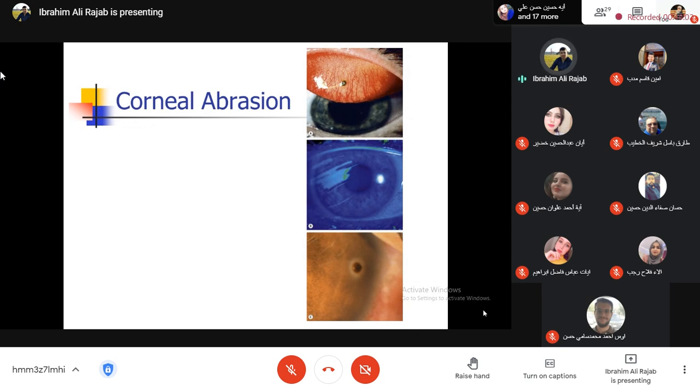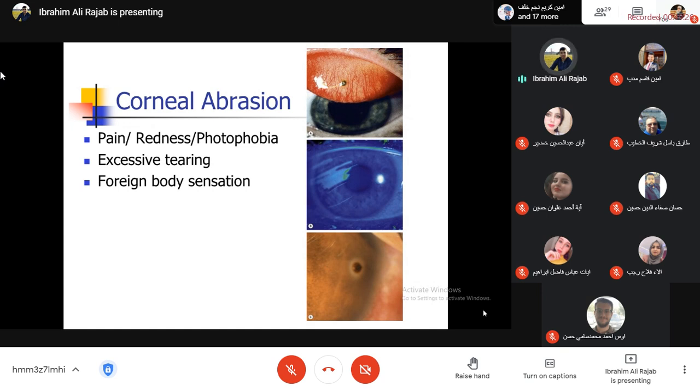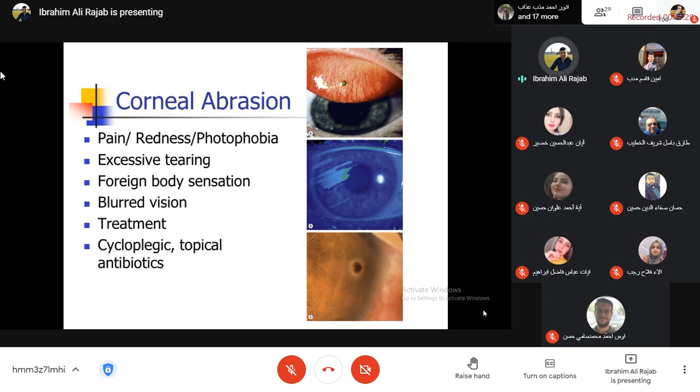The lower image shows an area where there is a corneal foreign body surrounded by a reactionary corneal infiltrate, reactionary inflammation. So as I told you, the patient presents with redness, pain, photophobia, and foreign body sensation. Regarding treatment of corneal abrasion, we should know the cause. If there is a corneal foreign body, we should remove the foreign body and give the patient topical antibiotic and cycloplegia.